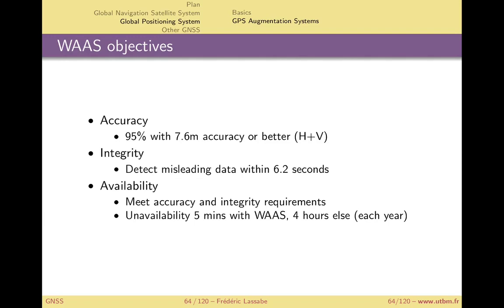Its objective is to provide an accuracy that 95% of the time will be within 7.6 meters accuracy or better, all dimensions included, and integrity, making able to detect misleading data within 6.2 seconds, and to meet accuracy and integrity requirements with no more unavailability than 5 minutes with WAAS each year, compared to the 4 hours else with only the basic GPS system.